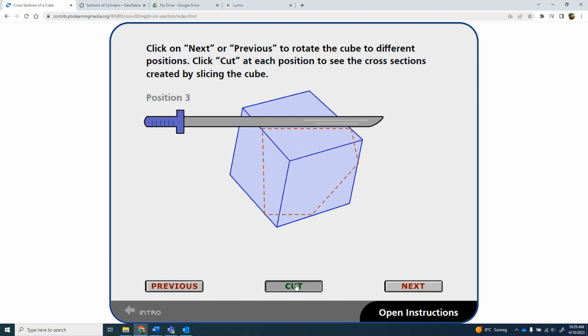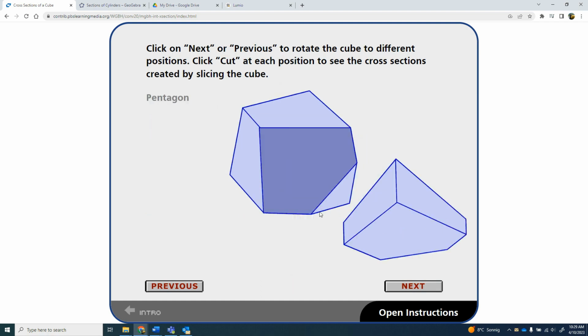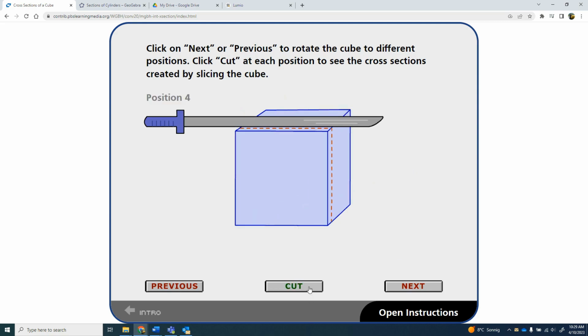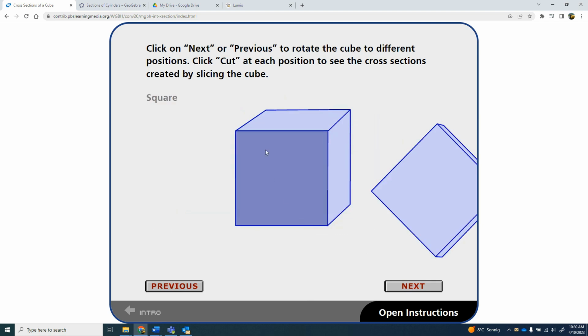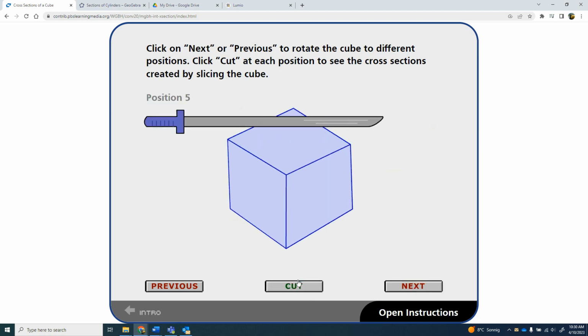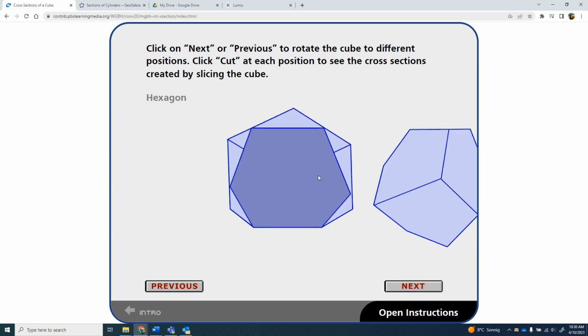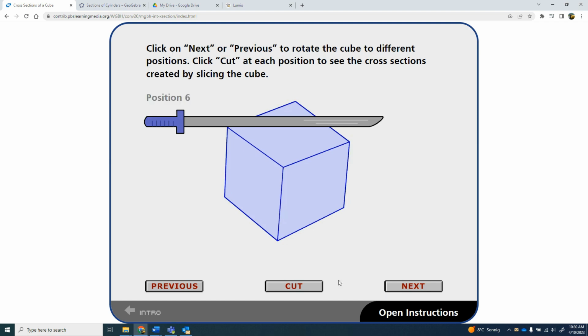Turning it a little differently, cutting. Ooh, so this has 5 sides. Okay, so that's going to be a pentagon. If I turn my cube a little differently, cutting, now it's square. All the sides are the same. I'll cut it like this. Ooh, a hexagon. So I'm getting lots of different shapes by cutting my cube in different ways.